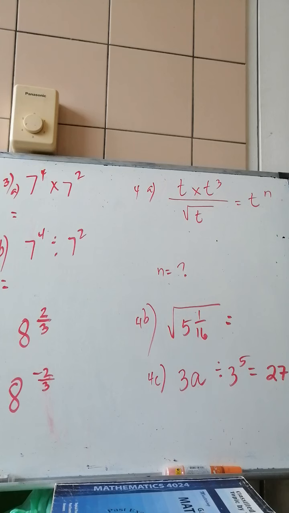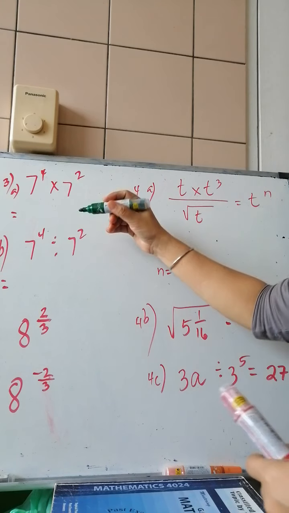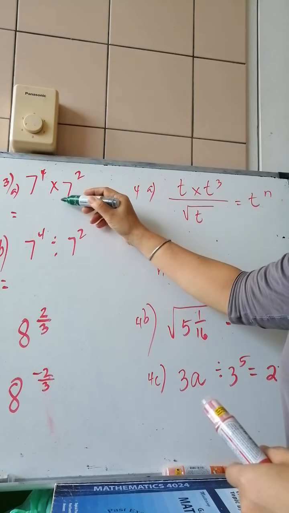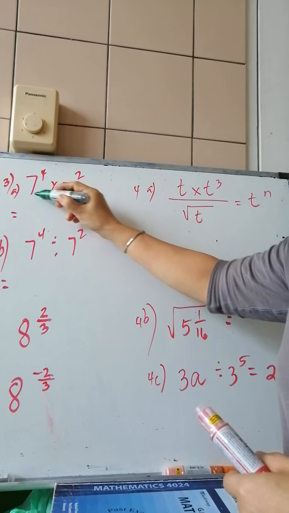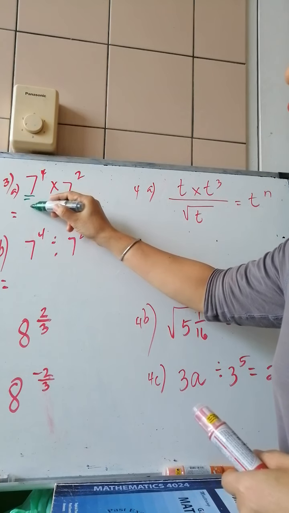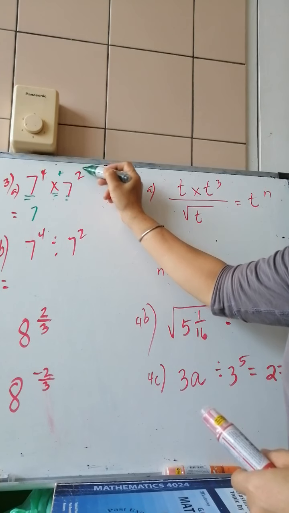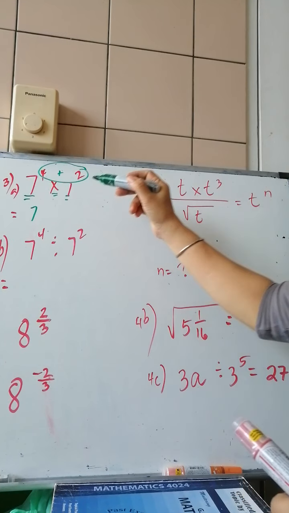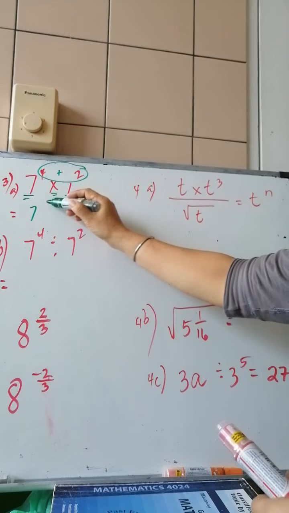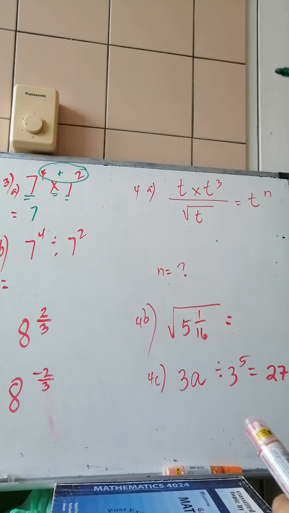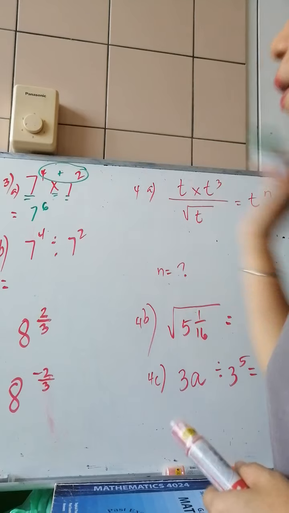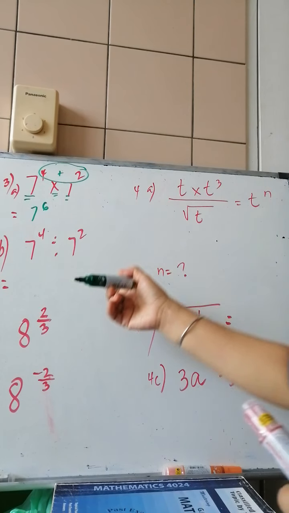Okay, so let's continue. For 3A, 7 to the power of 4 times 7 to the power of 2. They are both 7, so just copy 7. And then since this is times, what we do with the indices is we add them together. So 4 plus 2 is equal to 6.